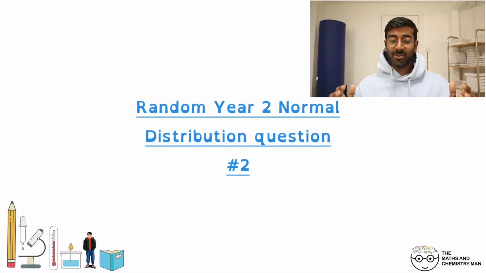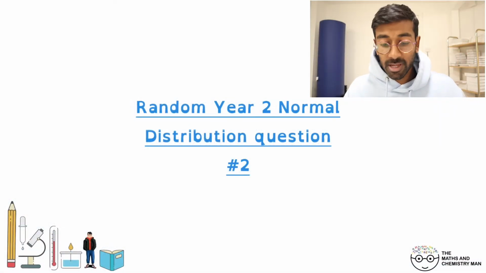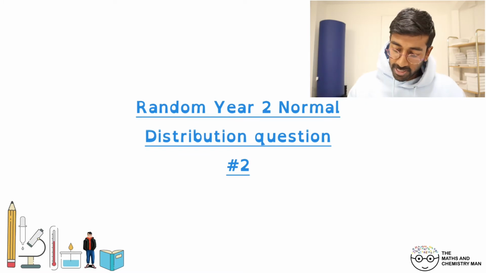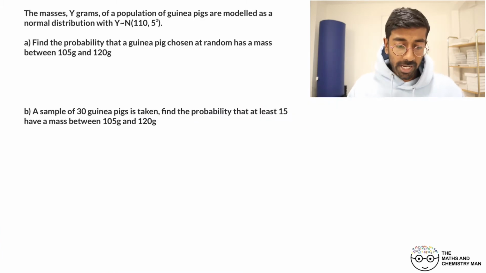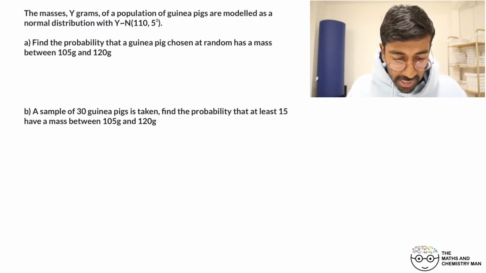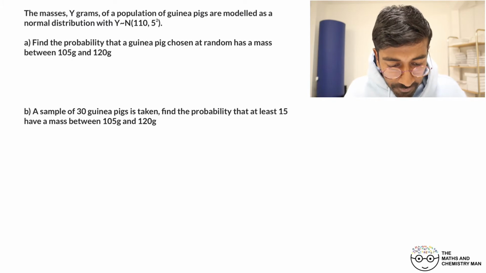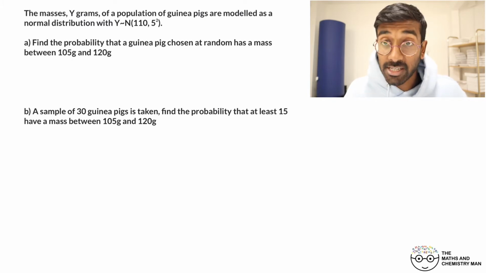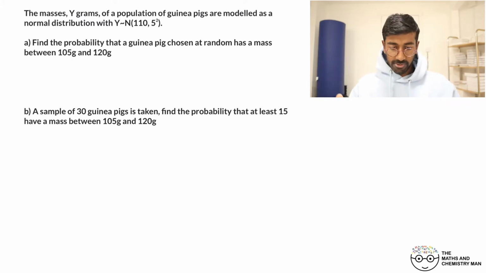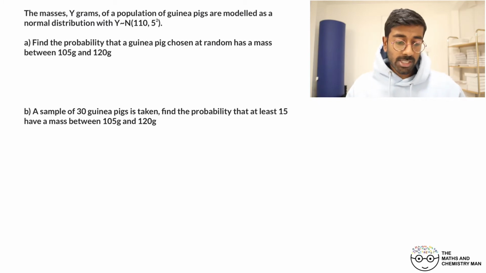Okay, we've got normal distribution, question number 2. And here it is. The masses, y grams, of a population of guinea pigs are modeled as a normal distribution. You've got your mean as 110 and your standard deviation as 5, or your variance as 5 squared. Two questions then, you've got to find a few probabilities there. So jot them down, have a go, and we'll go through the answers in a couple of seconds.